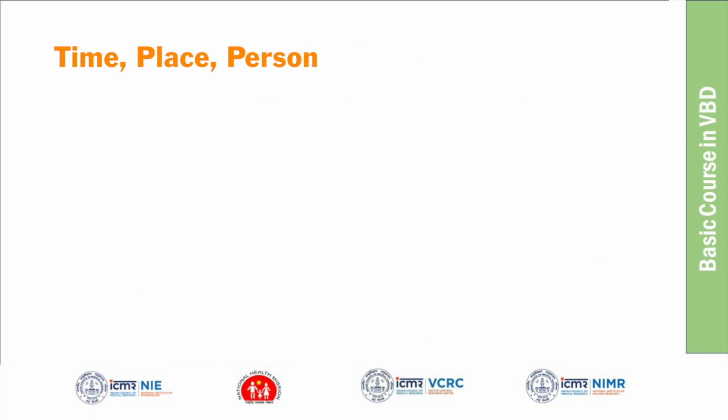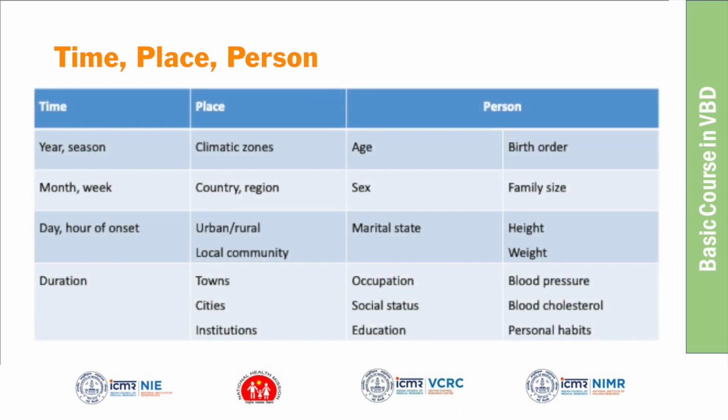So let me give you some examples of how we can deal with time, place and person. The time can be a year or a season, month, week. It can be a day or hour of onset, say like in outbreak investigation, and it can be a duration. These are all the possible list. And based on the place, it can be related to climatic zones. It can be a country or a regional level, or urban, rural, as I said earlier, and town, cities and institutions. Even we can say it can be a place category.